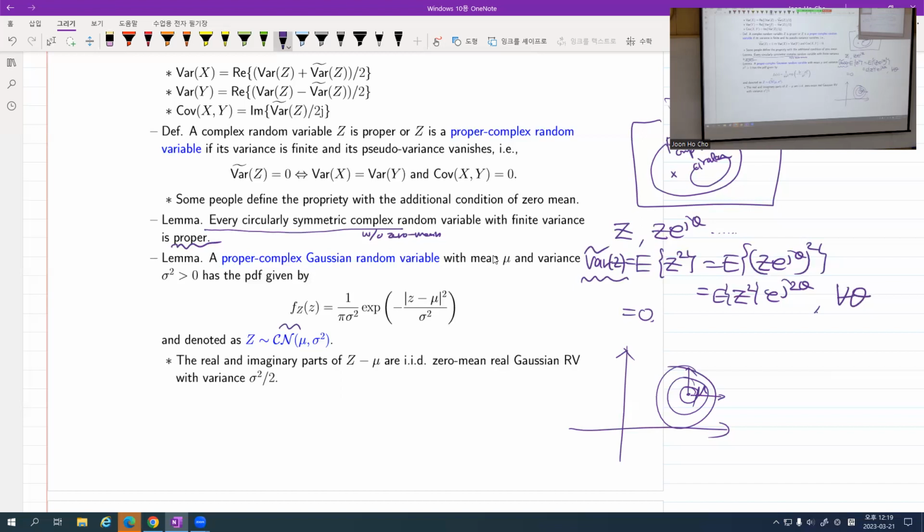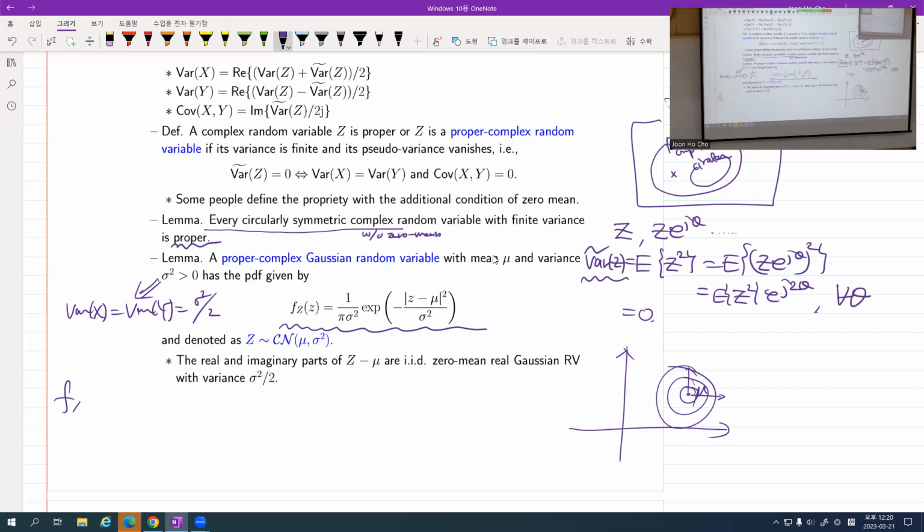And another one is that let's find the density function. And I still remember when I first saw this density function, I thought the professor had a typo on his slide. It is not, okay? Suppose that the variance is sigma squared. By the way, the variance of a complex random variable equals what? The variance of the real part plus the variance of the imaginary part. Proper means that they are the same. What does that mean? This implies the variance of x equals the variance of y equals sigma squared over 2.